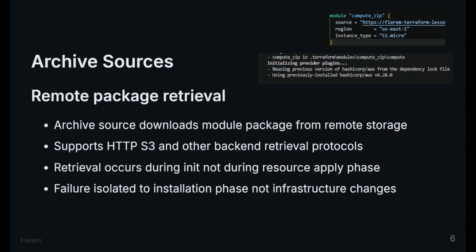A module source can also point at downloadable archives. Terraform can retrieve zip module packages from HTTPS, S3, or other supported storage backends. This works when teams distribute versioned module bundles outside a registry. The source still resolves during init, not during apply. That keeps retrieval failure in the installation phase instead of the resource phase.